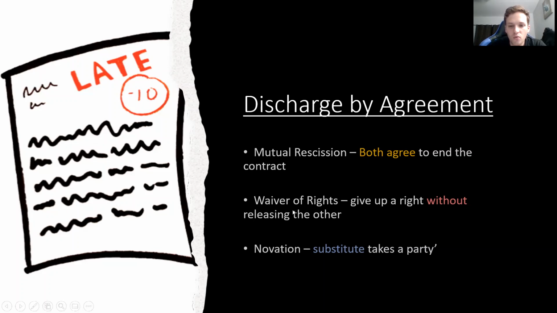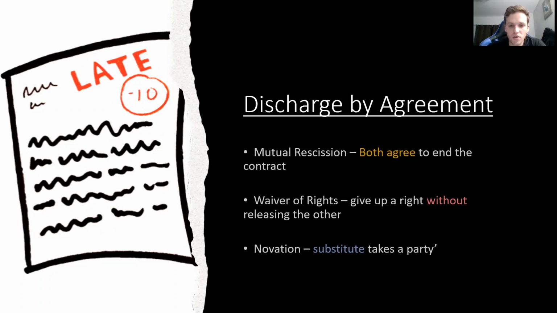Then furthermore, there's the waiver of rights, which is when you give up a right without releasing the other party from the contract. An example of that would be turning in your homework late. You agreed to turn in your homework on time, but you weren't able to. However, the professor waives that right by allowing you to submit late, despite not being within the contract.